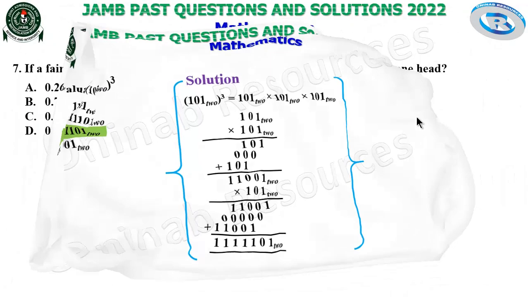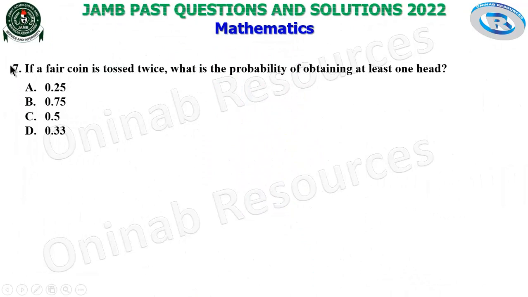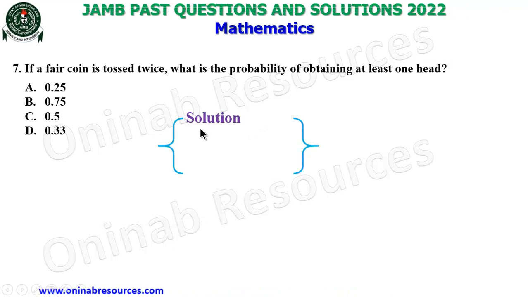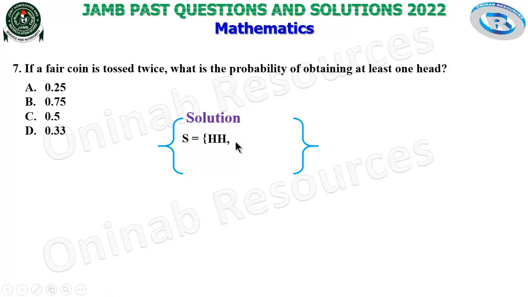We then go to problem 7. For problem 7, if a fair coin is tossed twice, what is the probability of obtaining at least one head? We need to get the sample space for our solution. So the sample space is going to be head, head. Then we have a tail, tail, head, tail, and tail, head. So there are 4 possibilities.